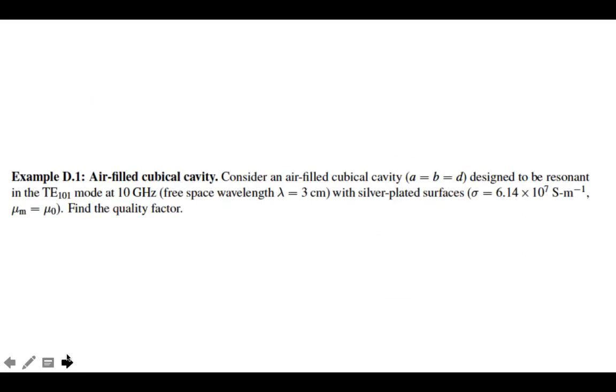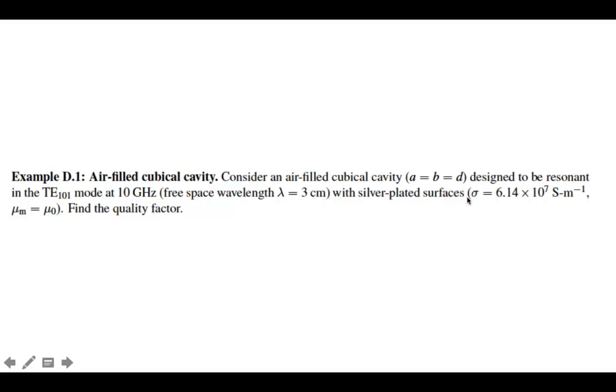Okay, another example, let's look at an air-filled cubical cavity. So this is a resonant cavity where a is equal to b is equal to d. So this is a rectangular resonator, but it's a cube because all the dimensions are equal. They're designed to be resonant in the TE101 mode at 10 gigahertz, and the wavelength is lambda equal 3 centimeters.